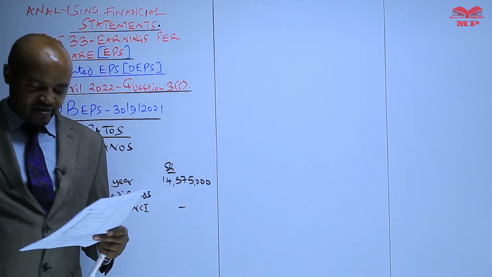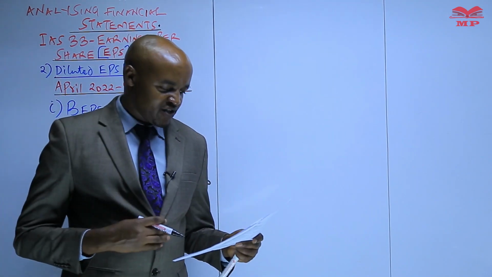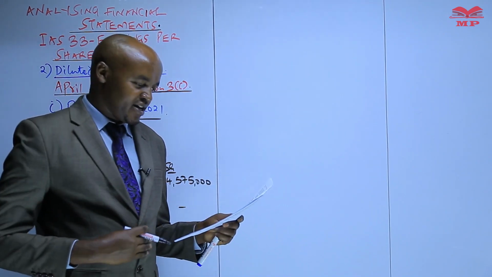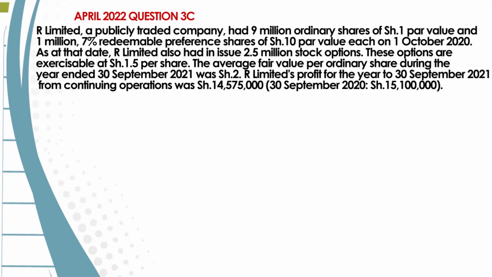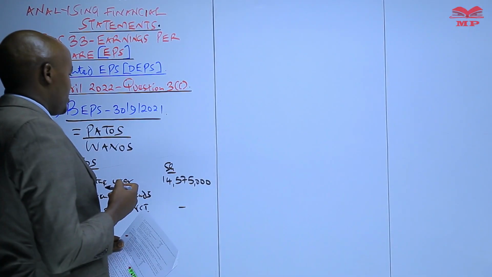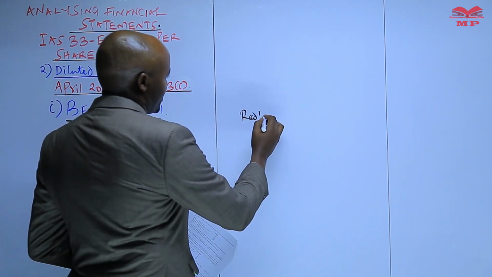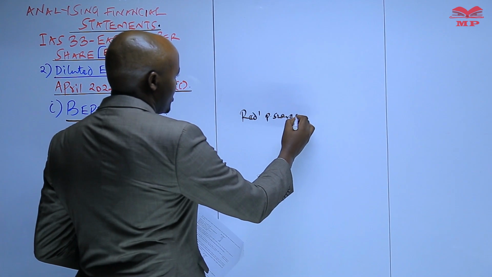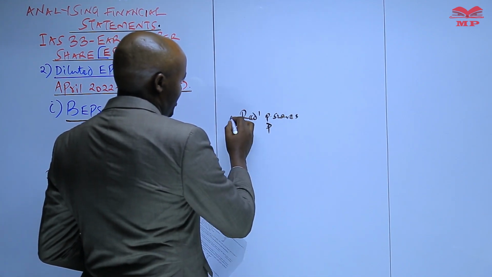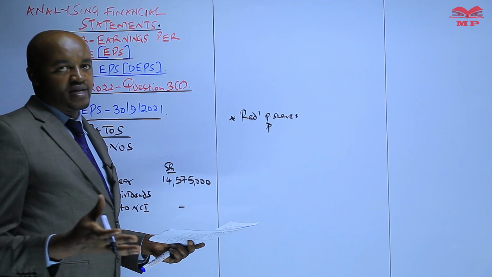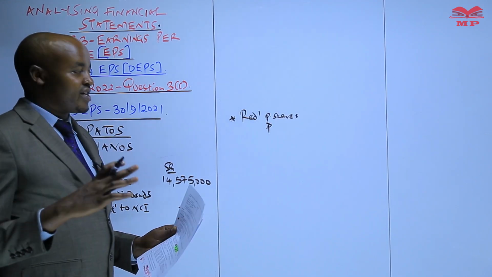What about the preference dividends? Are we given any information about the preference shares issued by this company? Yes, in the first paragraph, we are told this company had 9 million ordinary shares of shillings 1 par value, and also the company had issued 7% redeemable preference shares. There is something we said in our first lesson, when we were looking at the introduction to the computation of basic earnings per share, whereby we said if the preference shares issued by the company are redeemable, the company is supposed to redeem them, to buy them back after a given period of time.